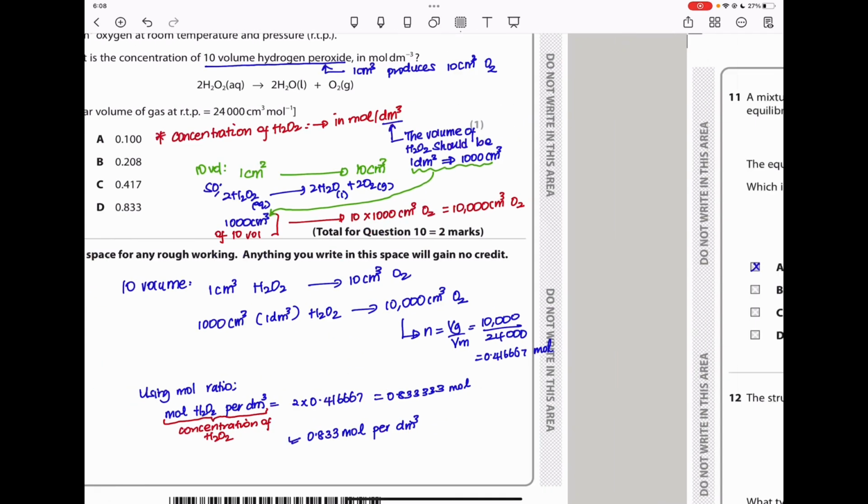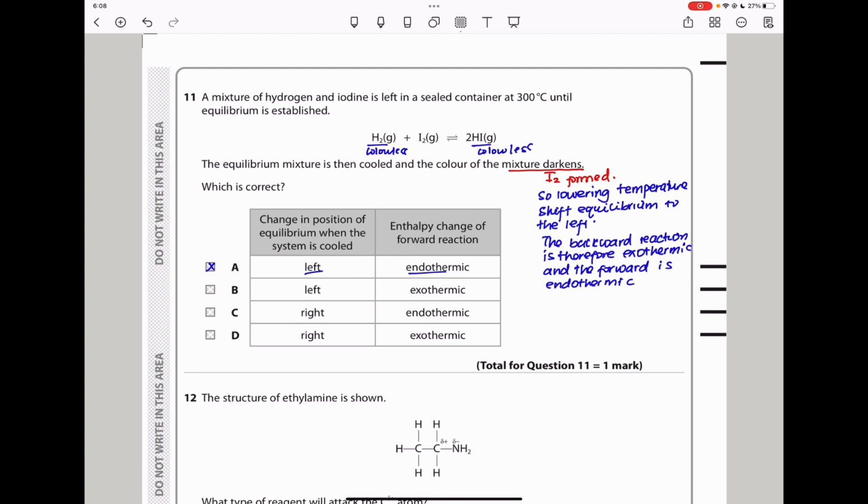Let's continue. Here, question 11 says, a mixture of hydrogen and iodine is left in a sealed container at 300 degrees Celsius until equilibrium is established. And again, remember, this is a reversible reaction, as we can see. So they say the equilibrium mixture is then cooled and the color of the mixture darkens. Remember, iodine, the dark color is due to iodine. Hydrogen has no specific color. Hydrogen iodide, no specific color. Darkening is due to iodine.